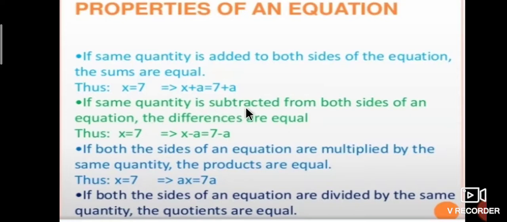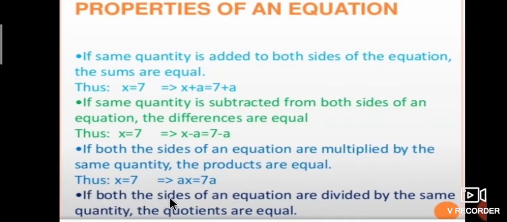Similarly, if the same quantity is subtracted from both sides of an equation, the differences are equal. Therefore, x is equal to 7, x minus a is equal to 7 minus a. If both sides of an equation are multiplied by the same quantity, the products are equal. Therefore, x is equal to 7, a into x is equal to 7 into a.